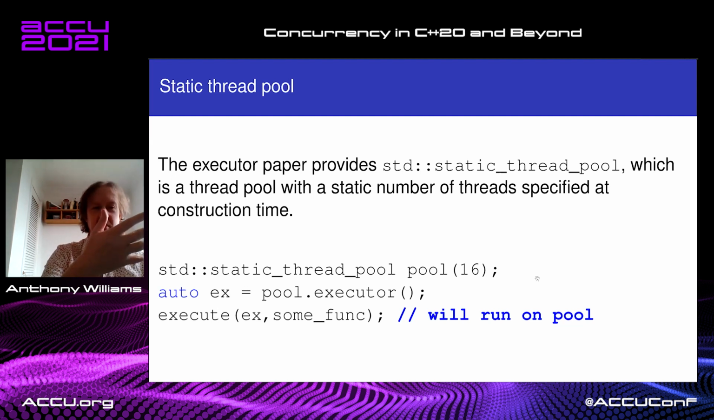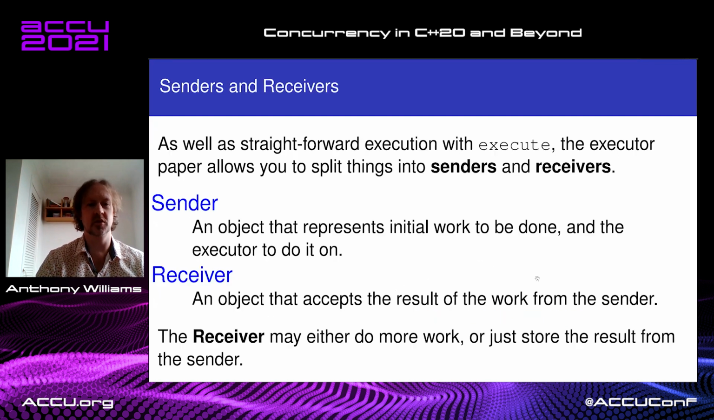I said, thread pool example, the current paper provides us with a static thread pool, and you start your pool with a number of threads. You then get the executor for that pool, and then you can run some tasks on that pool. So that's all been straightforward.